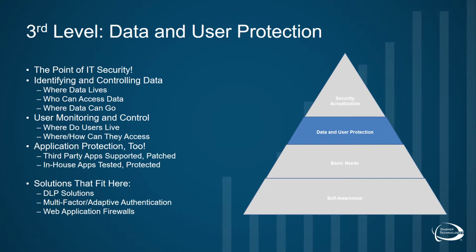Where do your users live, both within your environment and sometimes geographically? Where can they get access to your data? How do they access the data? Things like VPN or those types of solutions can come into play in these situations. Applications are a conduit for data access as well, and they need to be protected just as much at this layer. Whether this is making sure third-party applications are supported and patched by the providers, or making sure that in-house applications have been thoroughly tested and protected as well.